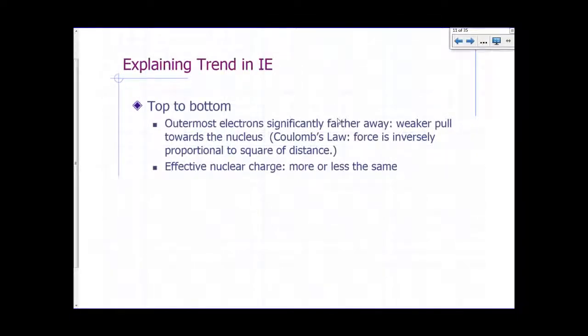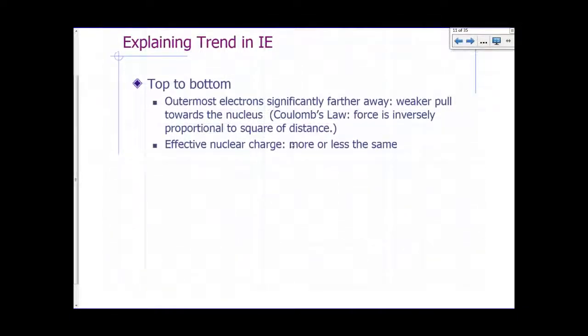How do we explain the trend going from top to bottom? The explanation is pretty simple. As you go from top to bottom, your outermost electrons will be much farther away as you go down a group. So the pull towards the nucleus is going to be much weaker. If you remember, Coulomb's law says that the force is inversely proportional to the square of the distance.